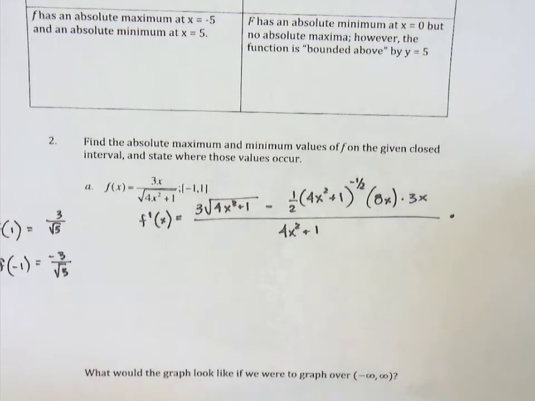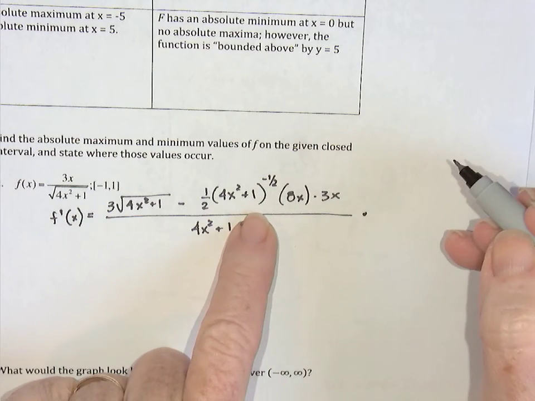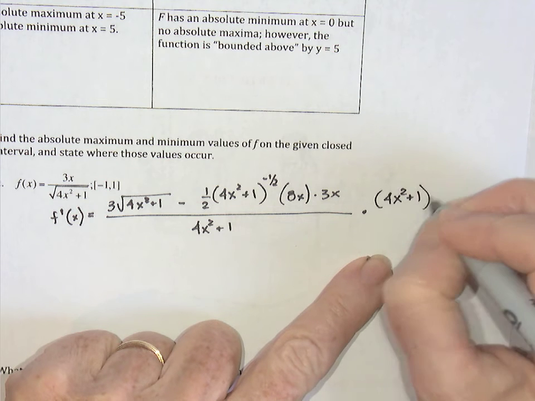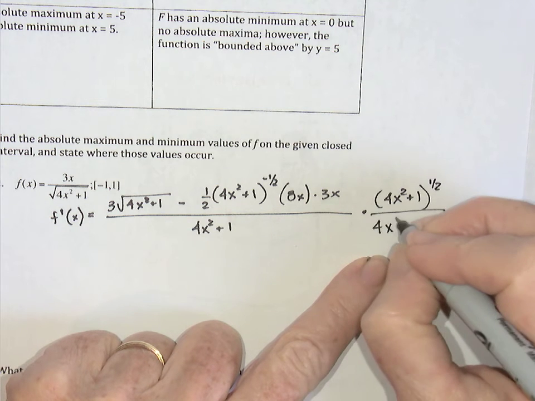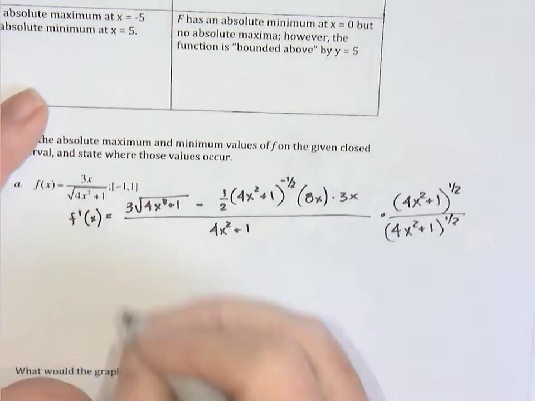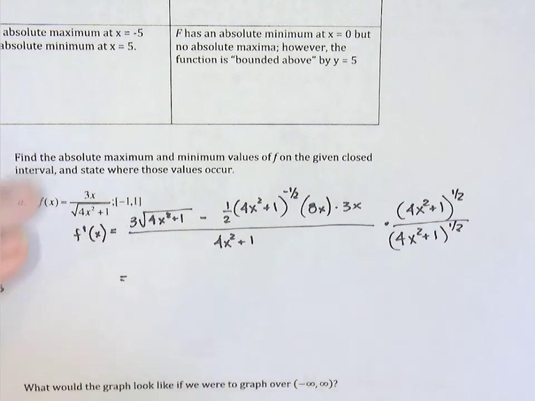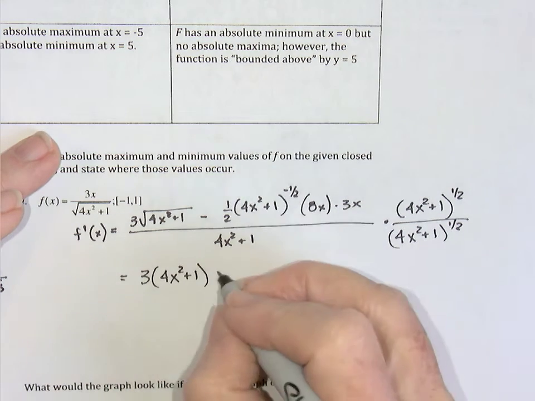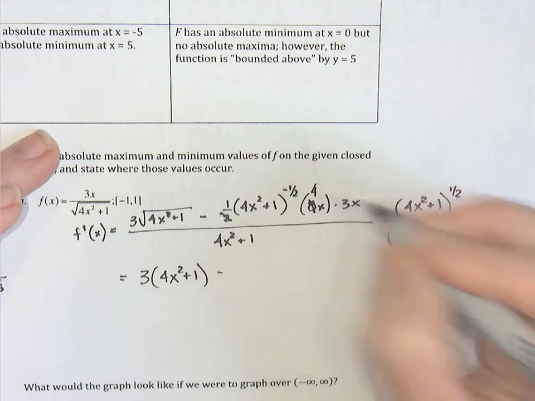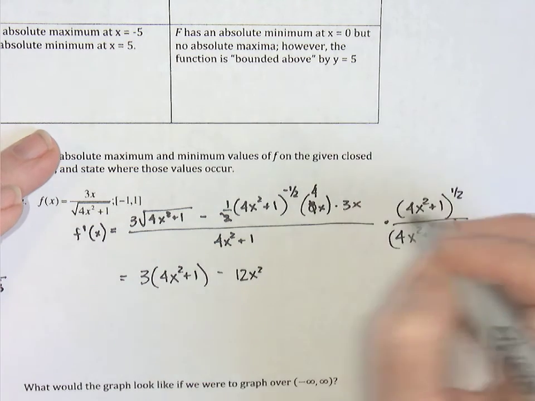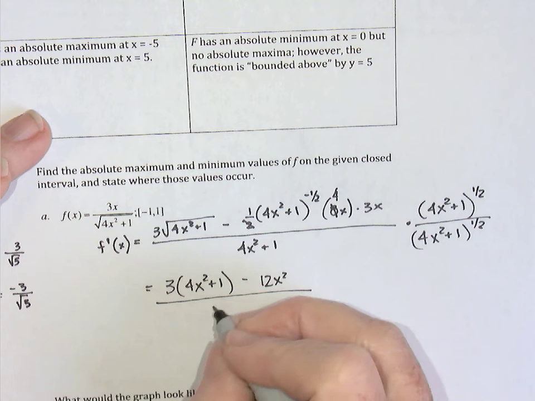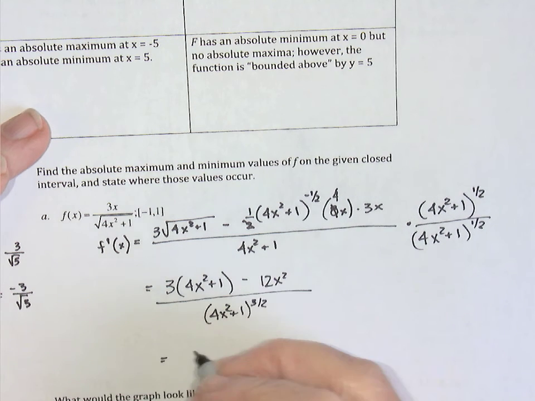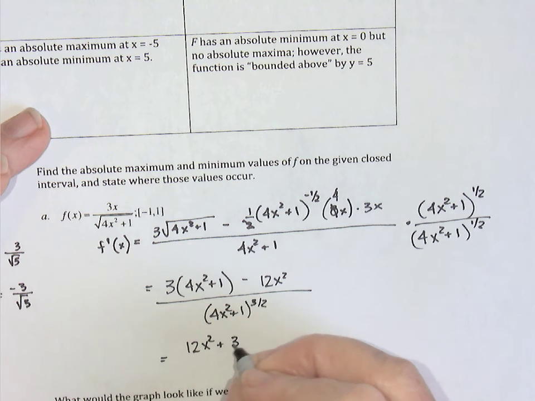I'm going to try to get rid of this, to sort this out a little bit. So I'll multiply top and bottom by 4x squared plus 1 to the positive 1/2, which will leave me with, when I distribute that, 3 times just 4x squared plus 1 to the 1, minus, I'm going to cancel the 2 into the 8, so I'm going to have 12x squared, and then those will cancel out, and in our denominator we're going to have 4x squared plus 1 to the 3/2. But then when I distribute this, we're going to have 12x squared plus 3 minus 12x squared.